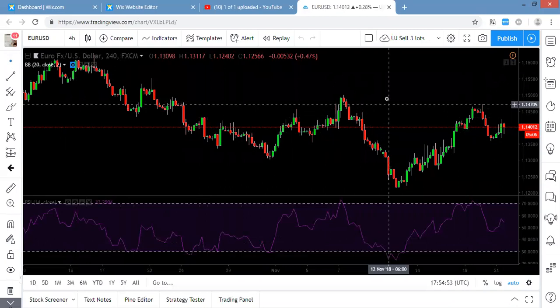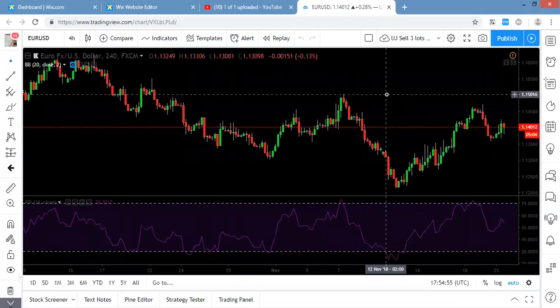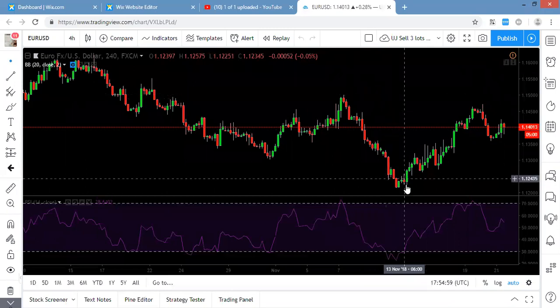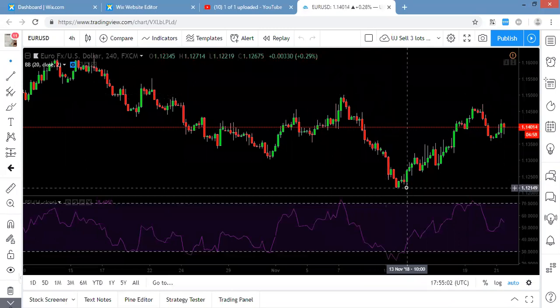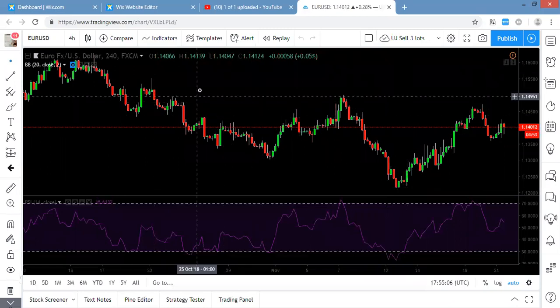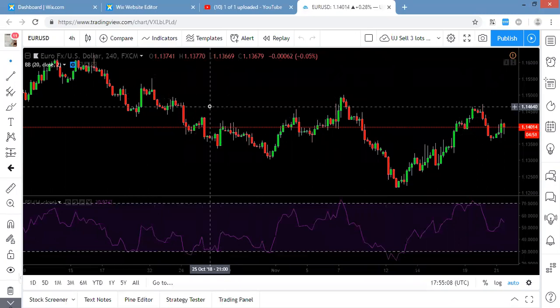So if I want to look at, oh, what's this level right here? I see that that's 1.15016. Or if I want to go to this low and see this level here, I have 1.12149. Very nice. That is my cursor. Plain and simple, it's your cursor.